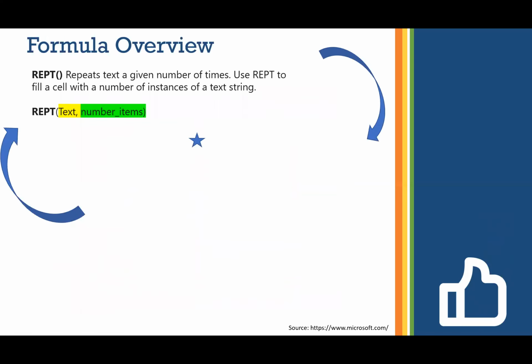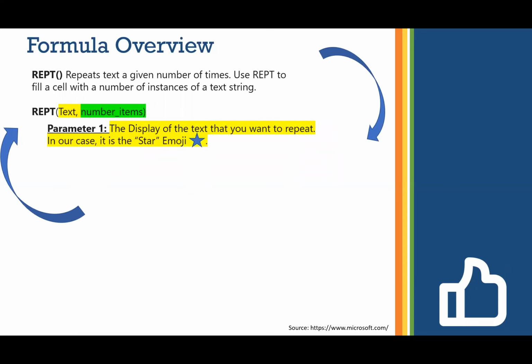Well, step number 1 is to be familiar with the repeat formula. The repeat formula repeats a text for a given number of times. So this is the first parameter that the repeat formula takes, which is the text that you would want to repeat. In our case, it's the star. So this is parameter 1, the emoji star. Parameter 2 is the n times that you would want to repeat this parameter. So how many times would you like to repeat this star at a given point in time for a given value?